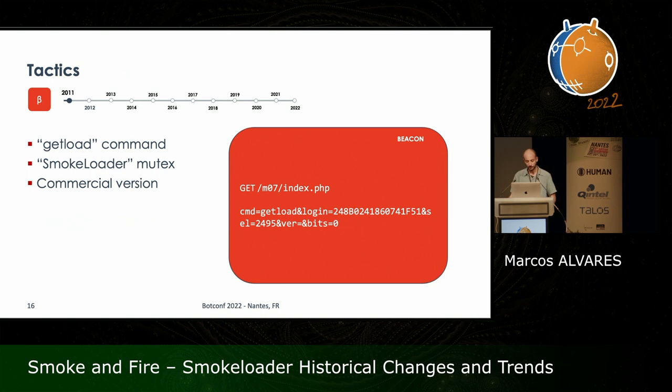In the second version, things got a little more interesting, and this is the version where Smokeloader started to create that mutex I mentioned before, the Smokeloader mutex. My reasoning for this version is that this guy already had a bot that he could send this packet of DLLs to, and this bot was able to load these DLLs in the infected machine. He created a command, which he called get loader.